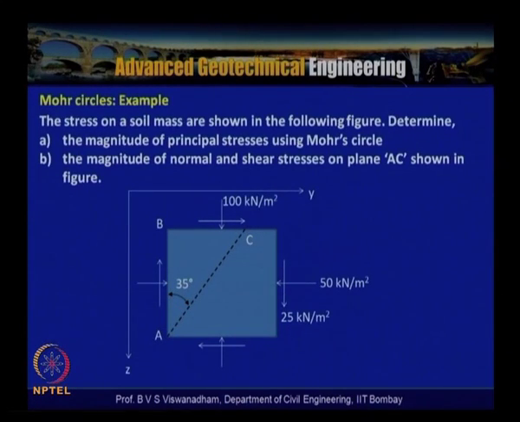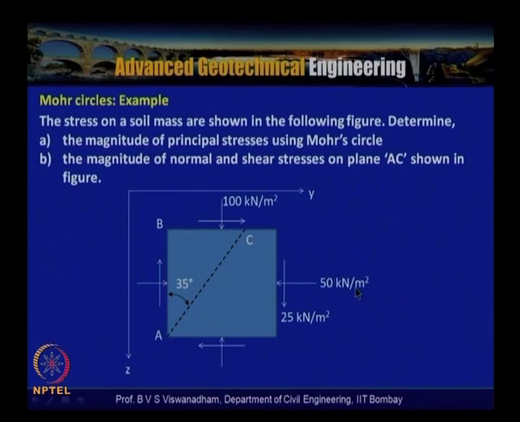Now, consider an example where the stresses on an element in a soil mass are shown in the following figure. We need to determine the principal stresses using Mohr circle. So, this axis is the y axis and this axis is the z axis, and this plane is AB and this plane is AC. So, this plane is the horizontal plane and this plane is the vertical plane, and this is an inclined plane, inclined at 45 degrees to plane AB, and these are the shear stresses and these are the horizontal stresses.